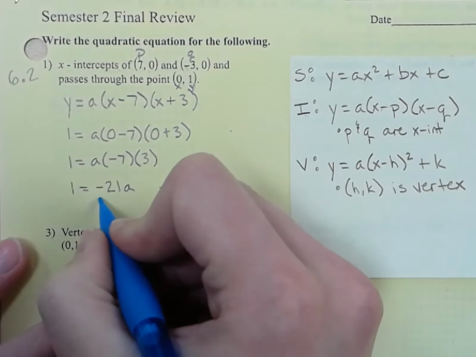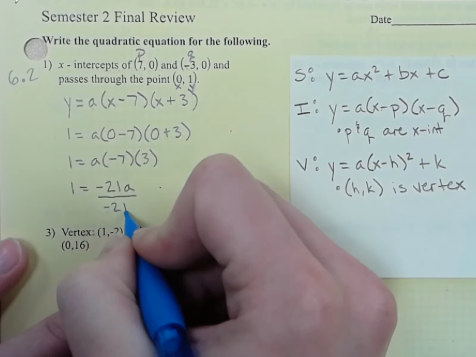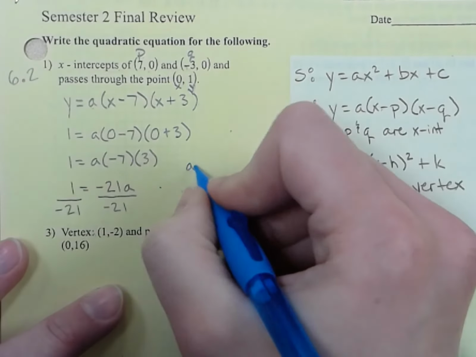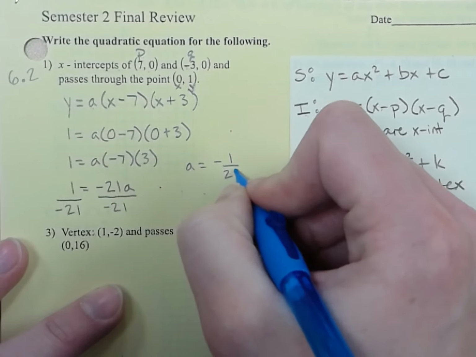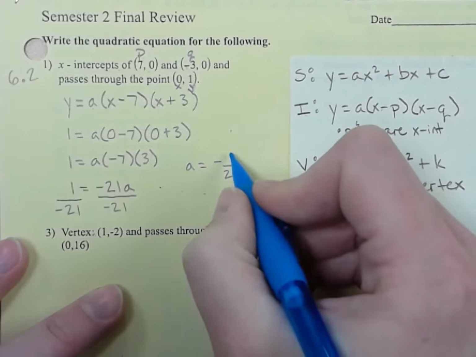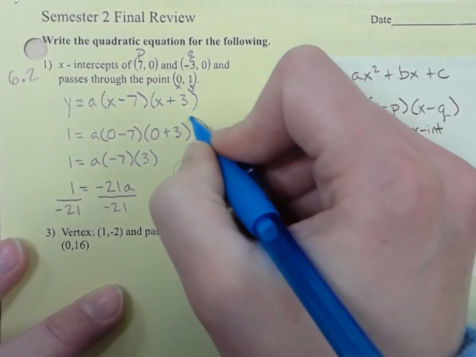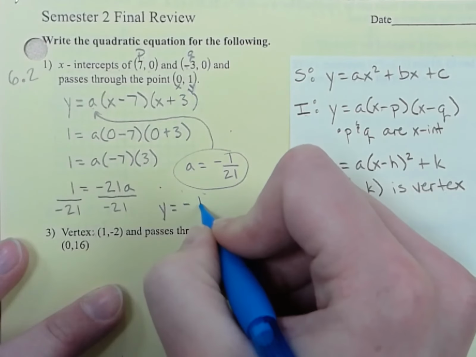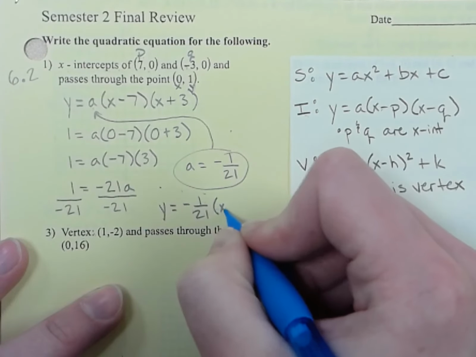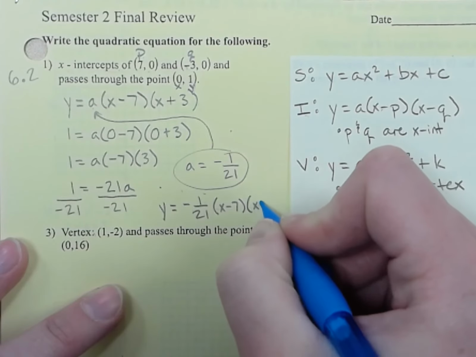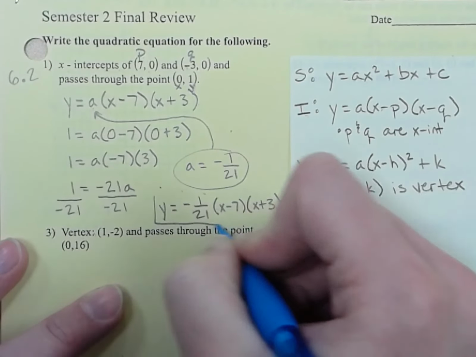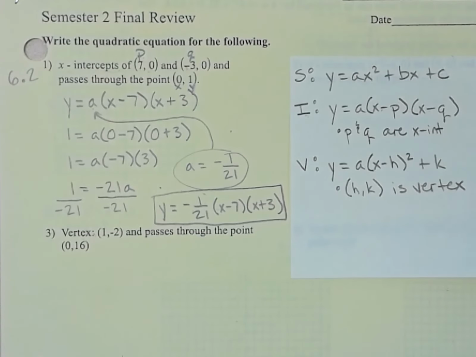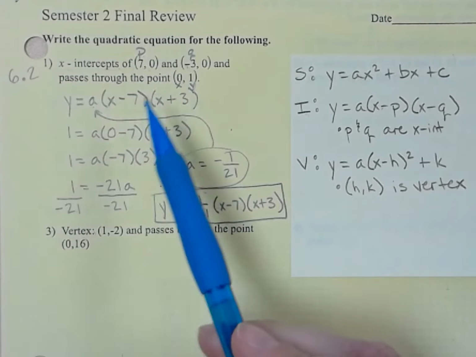So now to get a by itself, I'm going to divide by negative 21. And so I'm going to get that a is negative 1 over 21. And now all I have to do is take this and plug it back right there. So y equals negative 1 over 21, x minus 7 times x plus 3. And that is my answer. So that was writing in intercept form.